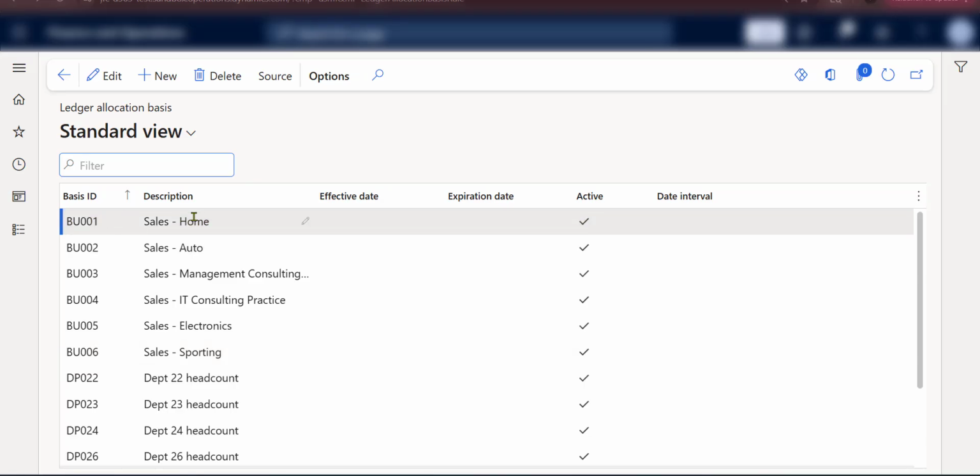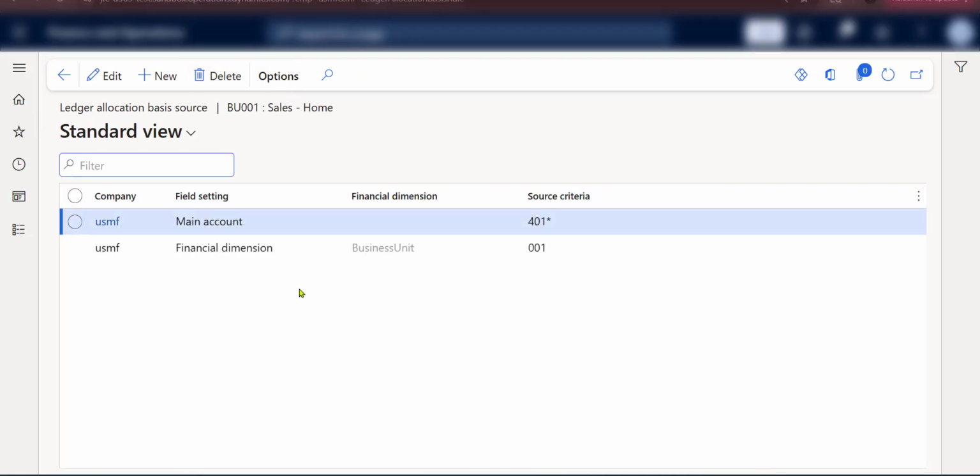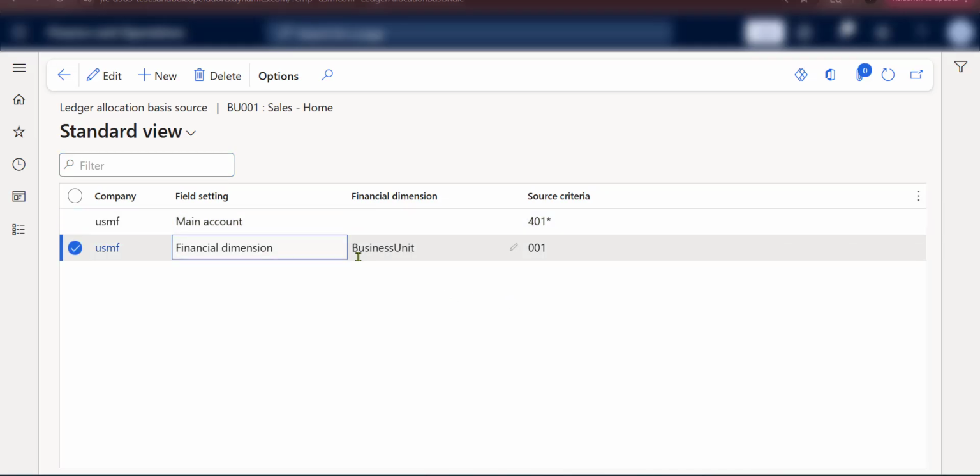And for each basis, now, if I do source here, you can clearly see this source is on the sales side. So the main account is 401 account. You can use a specific GL account, or you can also just use a group of accounts. All the accounts starting with 401, you want to allocate out. So you can just use this symbol. And then that financial dimension for this business unit 001, that should be tied to this 001 value correctly under this business unit. Right? So now we can go back.